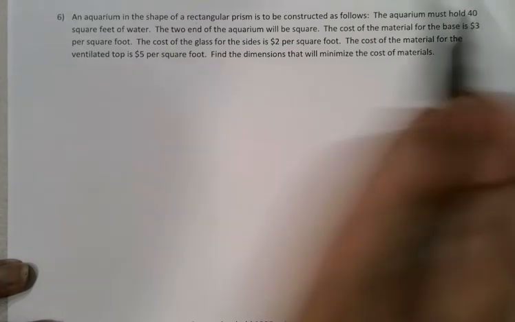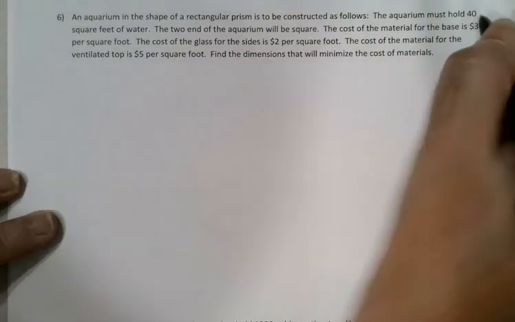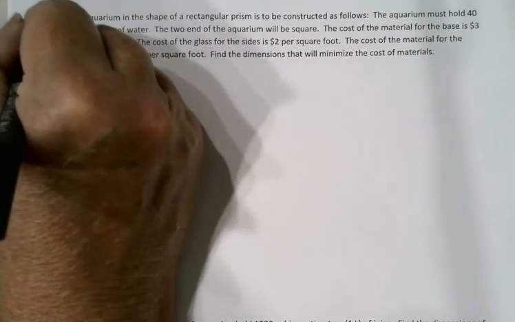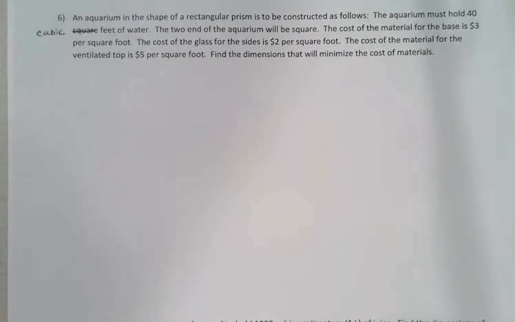An aquarium in the shape of a rectangular prism, just a fancy word for a box, is to be constructed as follows. The aquarium must hold, and I apologize, I keep meaning to fix that and I keep forgetting, 40 cubic feet of water. You can't have square feet of water. Right? The two ends of the aquarium will be square, and the cost of the material for the base is $3 a square foot. The glass for the sides is $2 a square foot, and then the ventilated top is going to cost $5 a square foot. Find the dimensions that will minimize the cost of the materials.